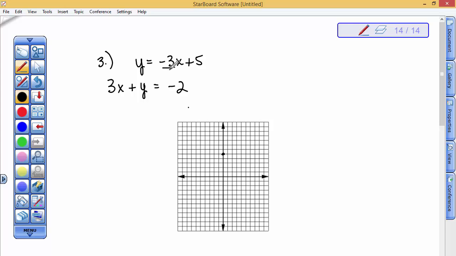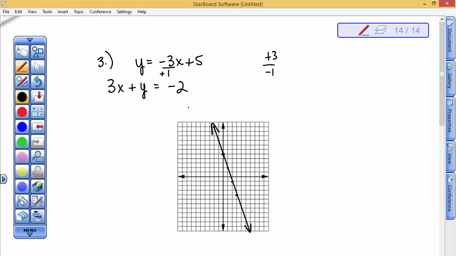Remember, this is -3 over +1 when there's nothing there. That's what that means. So I'm going to go down 3 and to the right 1, down 3 to the right 1, down 3 to the right 1. I could have gone up 3 and to the left 1 for that negative slope. So up 3 and left 1, up 3 and left 1. And I'm going to connect the dots. So there's the graph of that line.